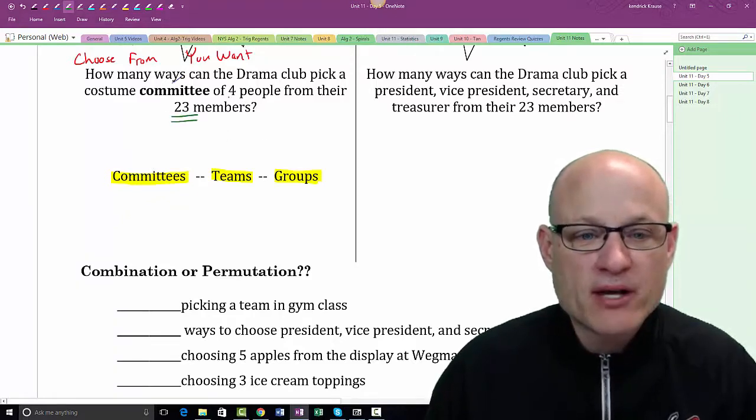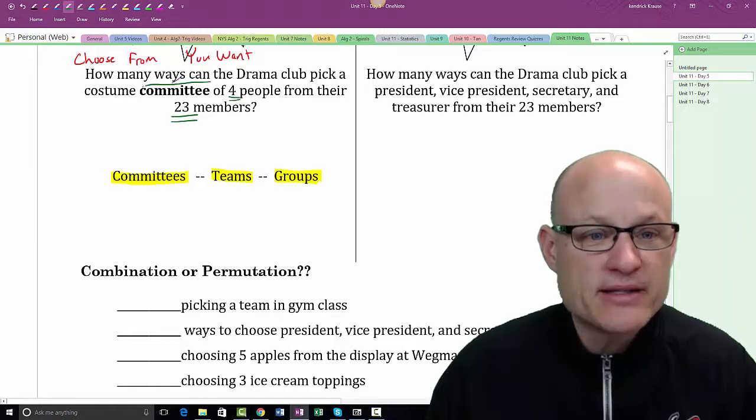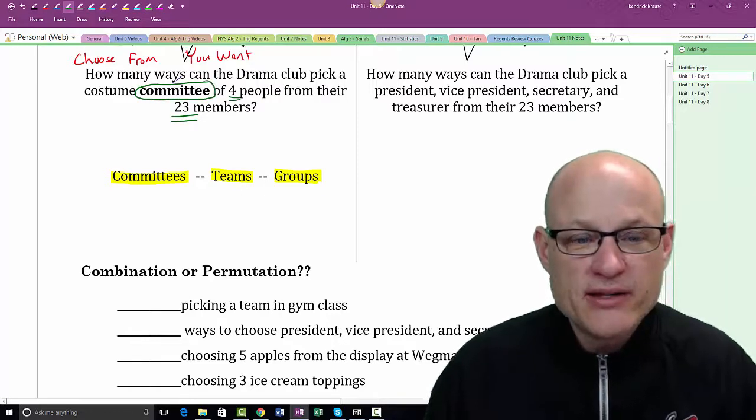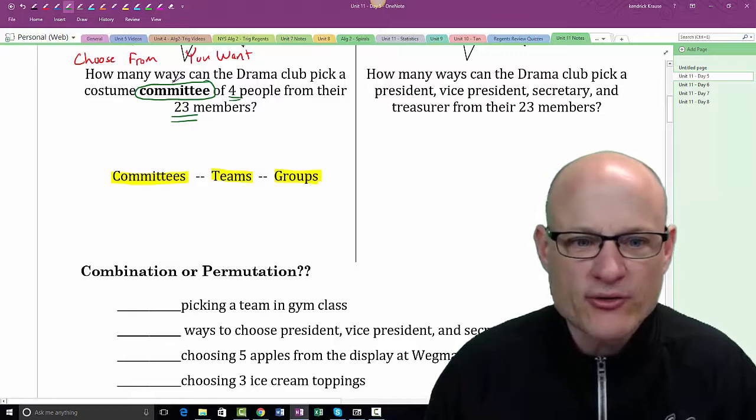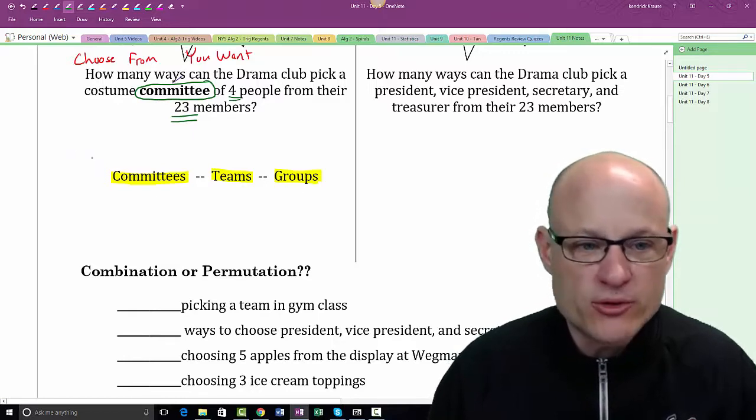And I want to pick 4 of them for a committee. Now, if they're a committee, they're just going to be a group of people that work together. So if that's a committee or group, you're going to use C.